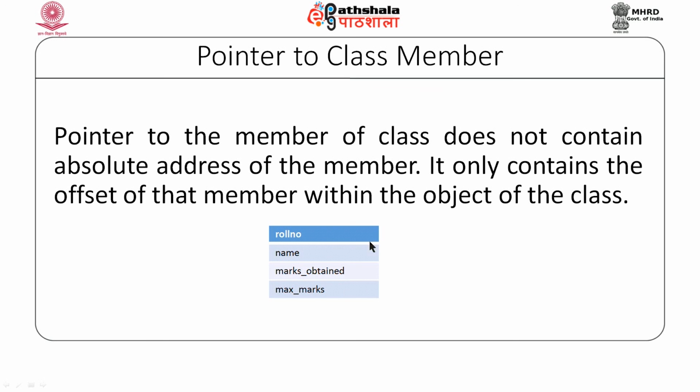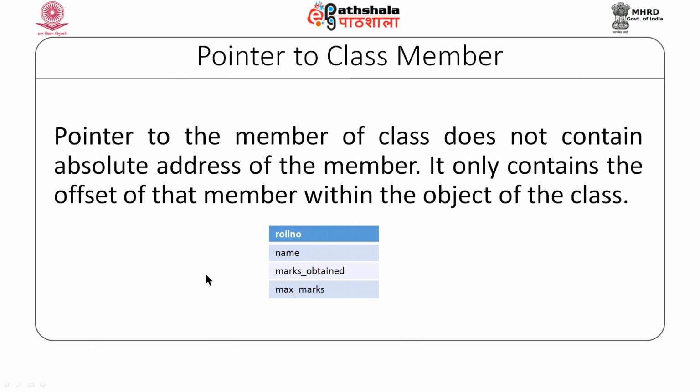Now, within this object the offset of roll number is 0, because from where the object is getting stored, at the very first location only the roll number is stored. So, the offset of roll number is 0, and if you assume that the roll number occupies 2 bytes, in that case the offset of name is 2, and if I assume that name occupies let us say 40 bytes, so 40 plus 2, the offset of marks obtained will be 42, and if the marks obtained again occupies 2 bytes, in that case the offset of max marks will be 44. So, what does the pointer to the data member store?